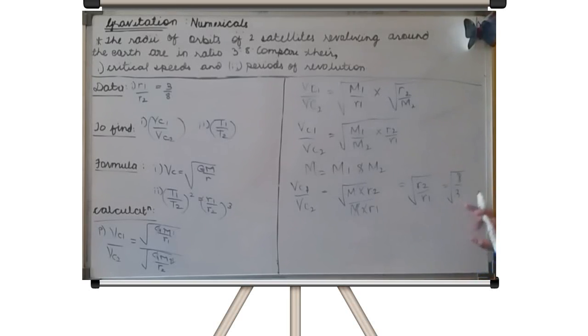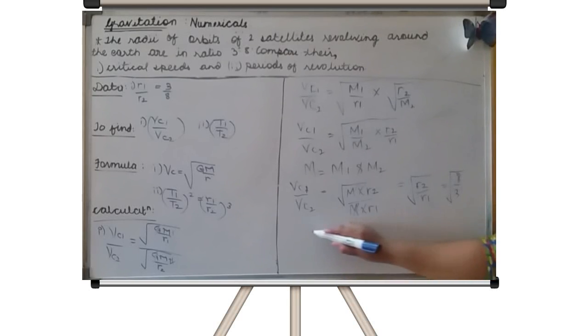Just go and find out what is under root of 8 and what is under root of 3 from the log table and equate them. This is the ratio. This is how you will write the ratio.